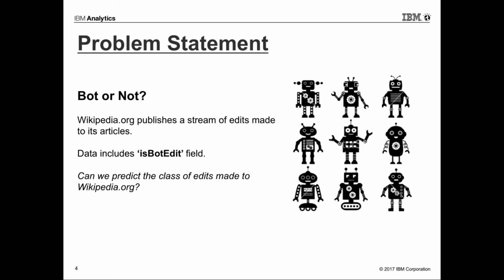So Wikipedia publishes a stream of edits that are made to its articles. And one of the fields in that stream is a binary classification called isBotEdit. So when I saw this, it caught my eye, and I wondered if we used all of the other data published in the edit stream, would it be possible to predict whether an edit is made by a bot or not?